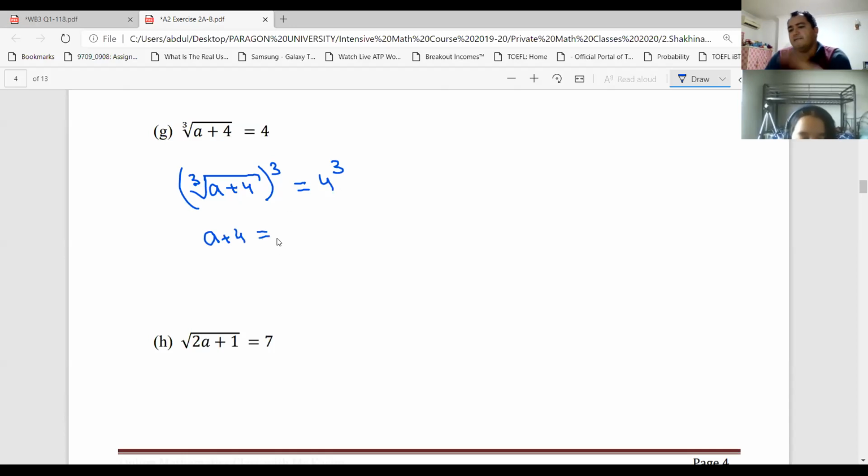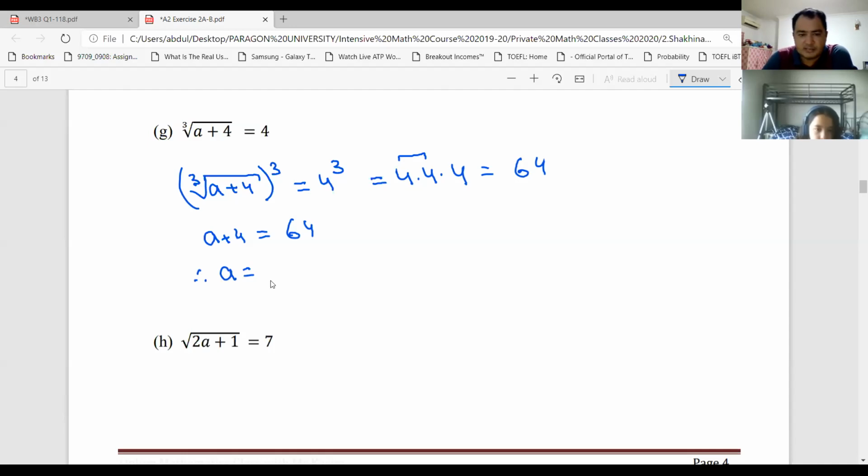On the right-hand side, what is 4 cubed? 4 times 4 times 4. What is 4 times 4? 16. 16 times 4, that is 64, right? So that's equal to 64. Shahina, if A plus 4 equals 64, what is A? 60. Okay.